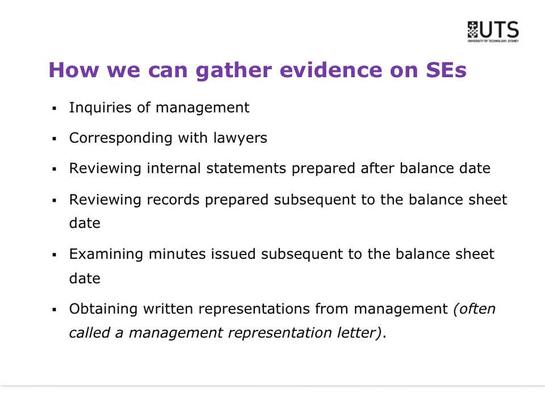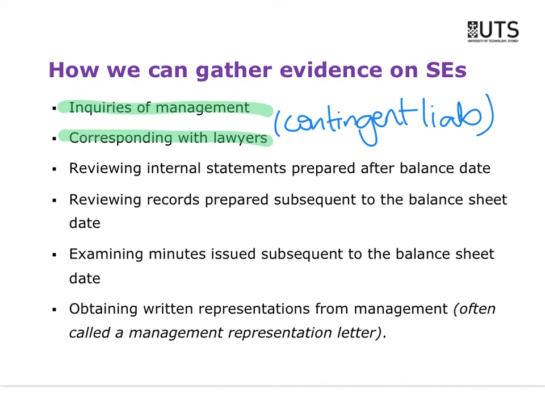So how do we gather evidence on subsequent events? A couple of different things that we can do. The easiest thing is we ask management: has anything happened after this year that I should know about? Because they are supposed to disclose any subsequent events and we check them. When I already talk with my lawyers about contingent liabilities, I might also ask them about any new lawsuits that have started after the end of the year that we might need to know about.